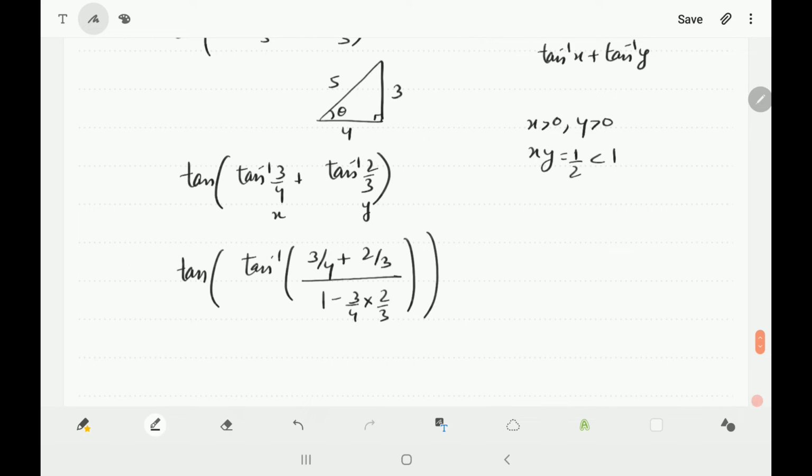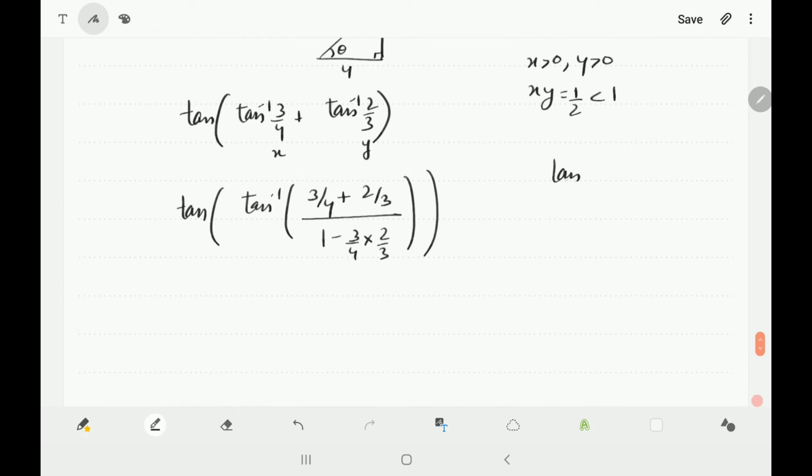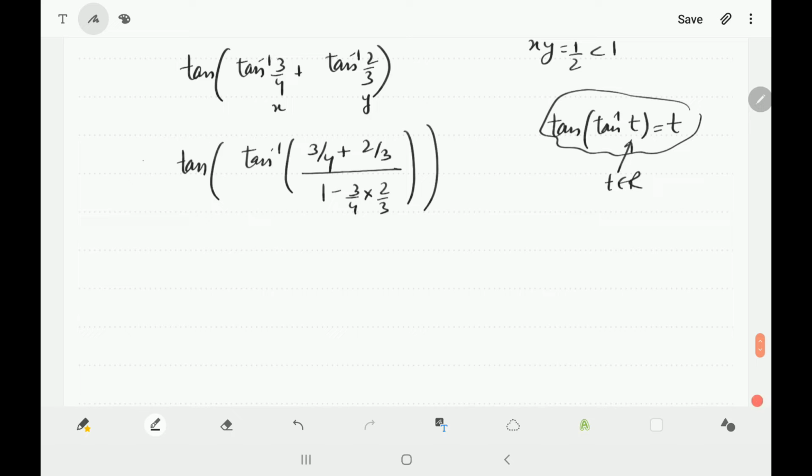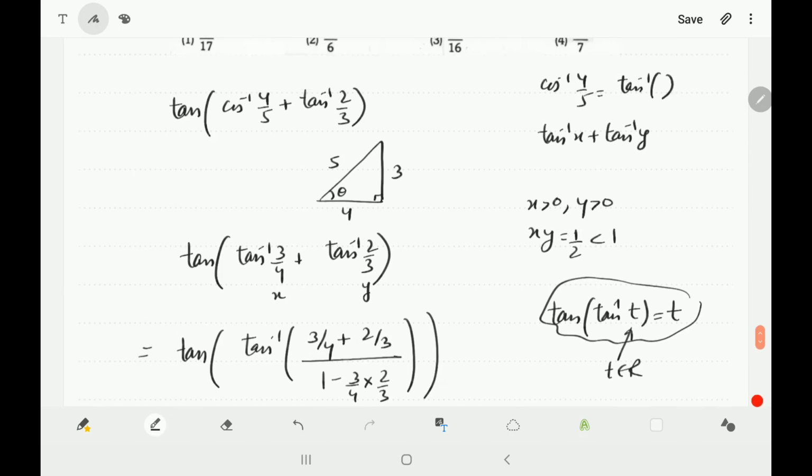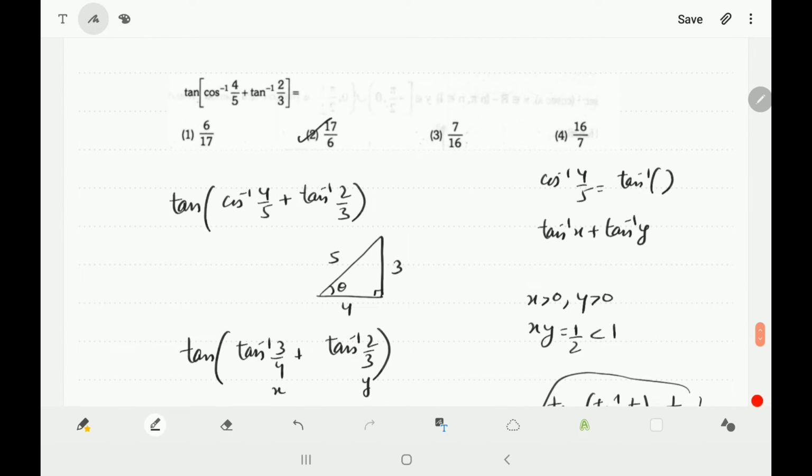Now you already know one more thing, that tan of tan inverse t will be equal to t, provided t belongs to real numbers. Tan will automatically cancel tan inverse, so we are left with (9 plus 8) divided by (12 minus 6), so we have 17 by 6 as our answer. Which option is it? It is option B. So the answer for this problem is option B.